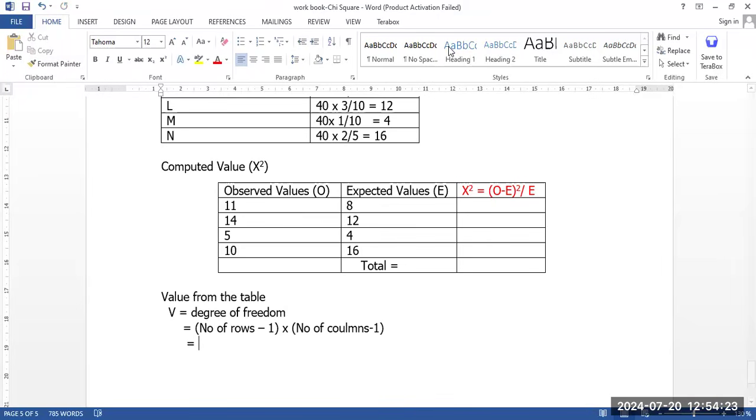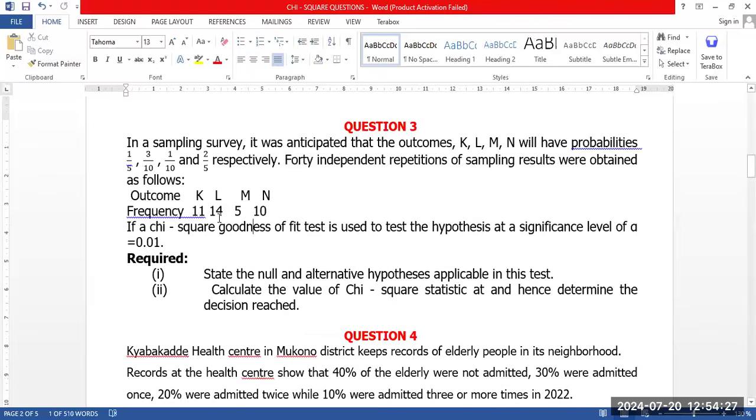Remember, we go back to our question. That's where you need to pick the data from. This is your observed value. How many rows? Only 1, isn't it? We have 1. How many columns? There are 4. So there are 4 columns.